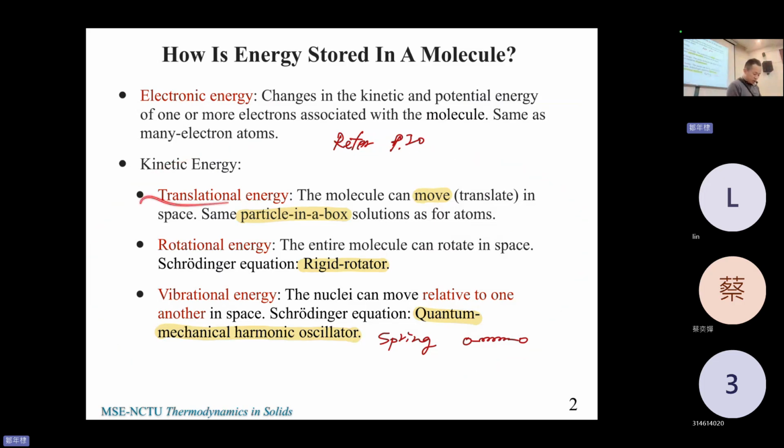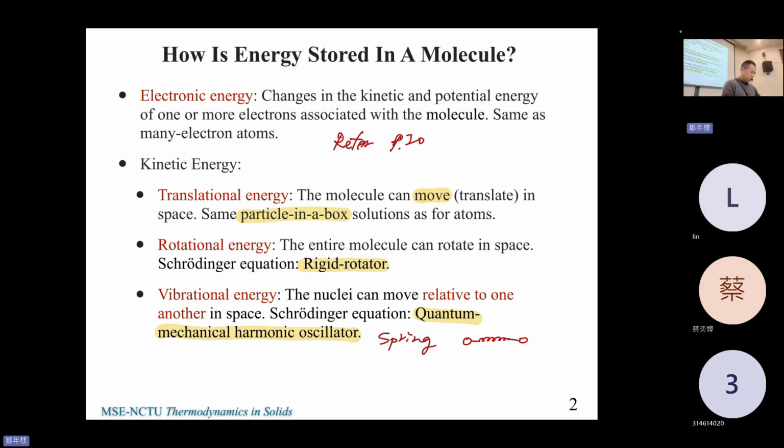All right. Translational, no problem. We have done that in particle in a box. And rotational energy, we covered in the video, right? I believe you noticed that, you watched that. And then we are going to talk about vibrational. Sorry, we have talked about vibrational first. You've done that in the video. You watched the video, right? And then today we are going to talk about rotational later.